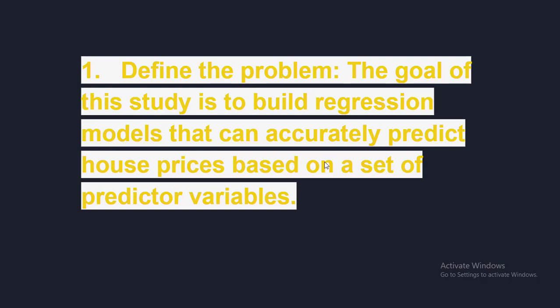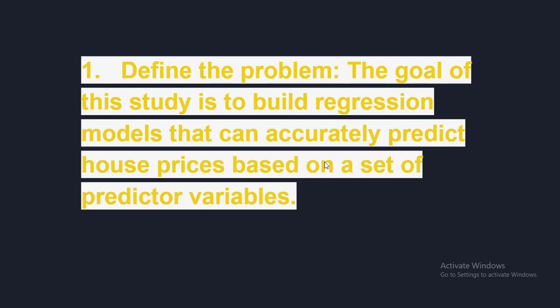Specifically, we want to build regression models that can accurately predict house prices based on a set of predictive variables. The goal of this study is to help people make informed decisions when buying or selling a house. Accurately predicting the price of a house is important because it can affect how much someone is willing to pay for a house, how much a seller can expect to receive for their house, and whether a lender is willing to provide a mortgage for a given property.